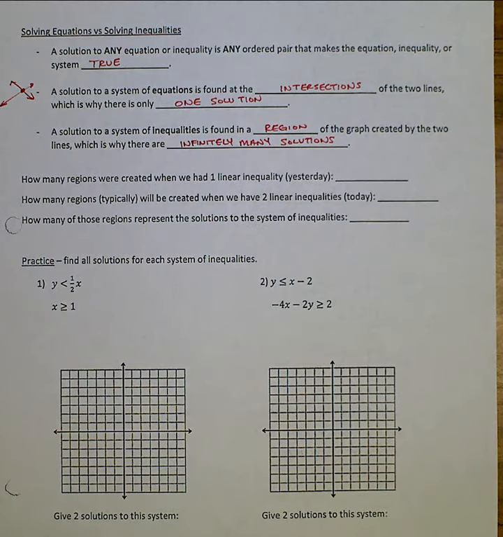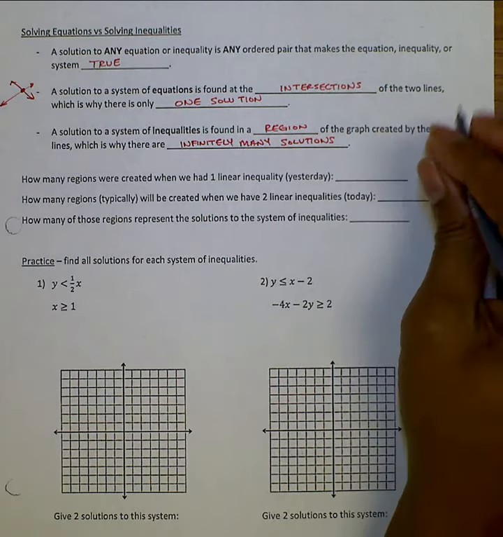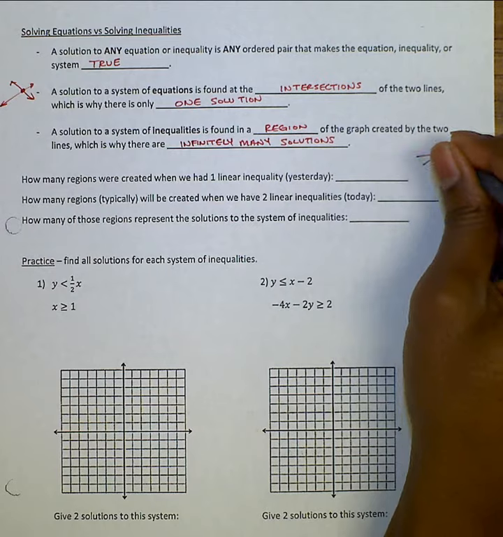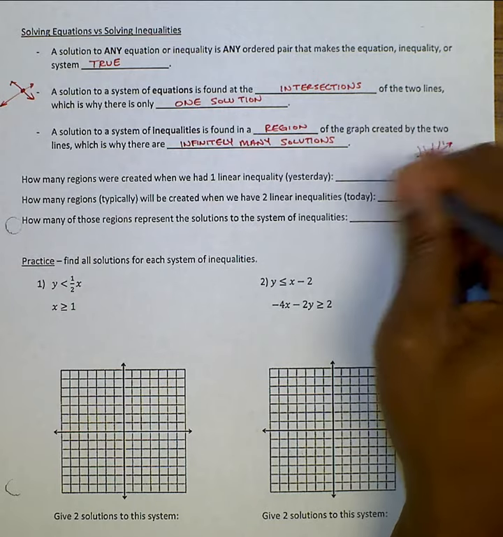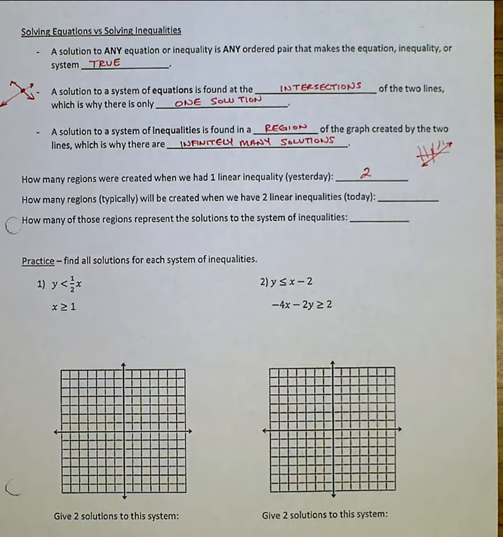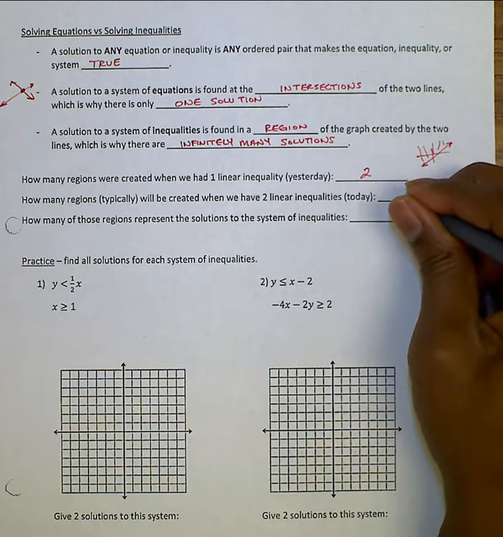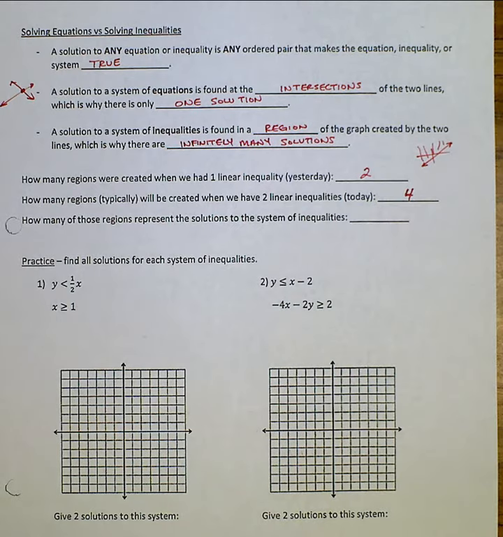So, how many regions were created when we had one linear inequality? Yesterday when we graphed a linear inequality, we shaded one side, and notice that there's another side. There's always two regions created. How many regions will typically be created when we have two linear inequalities? That answer is 4. Typically there will be 4 regions created, 2 regions per line.